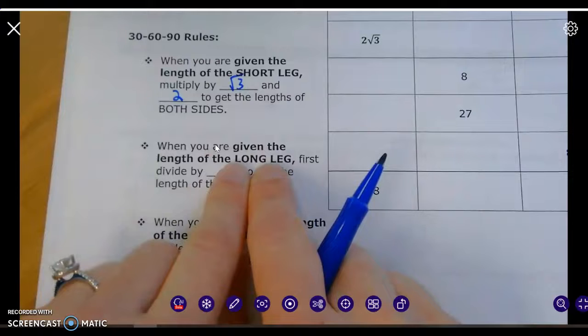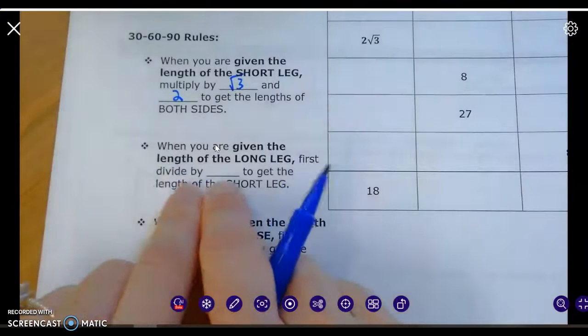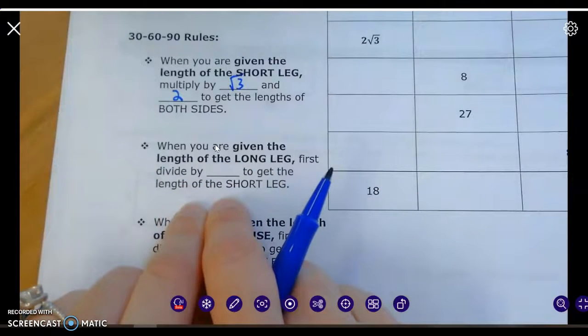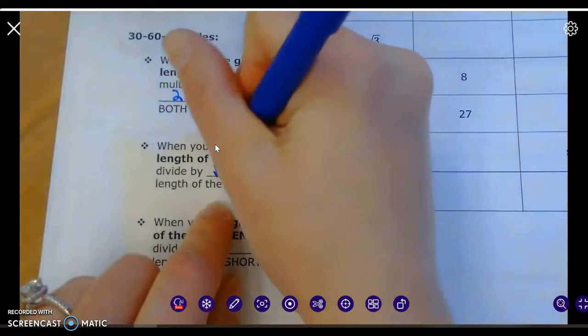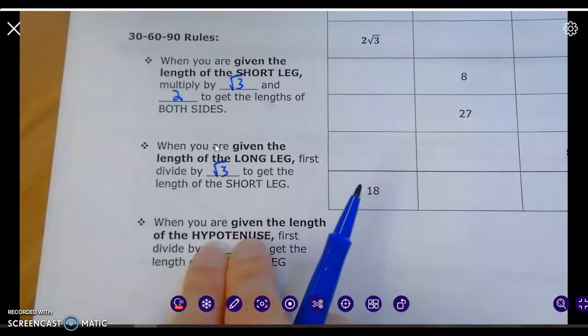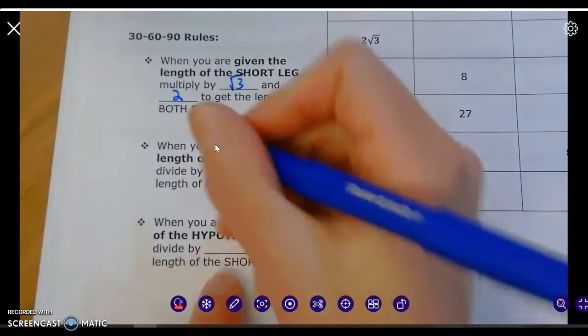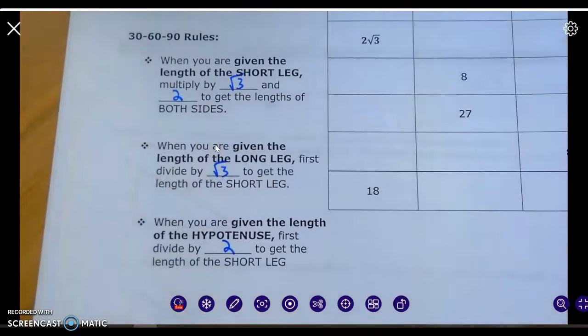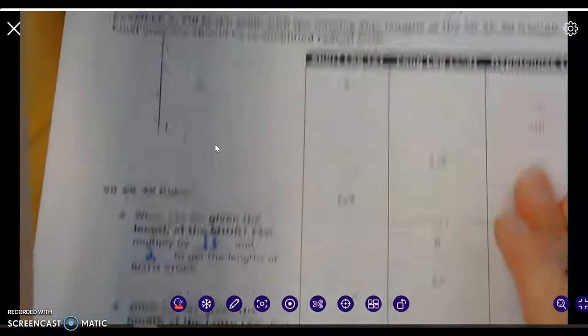Okay, if you start with the long leg, here's what you do. You're going to start by dividing by square root of 3 to get the short leg. That's kind of nasty, but you know, it is what it is. Okay, and then if you start with the hypotenuse, here's what you do. You divide by 2 to get the short leg. So you can use these rules to help you get started if you go to a problem and you're not sure what to do. So let's start with the first line.